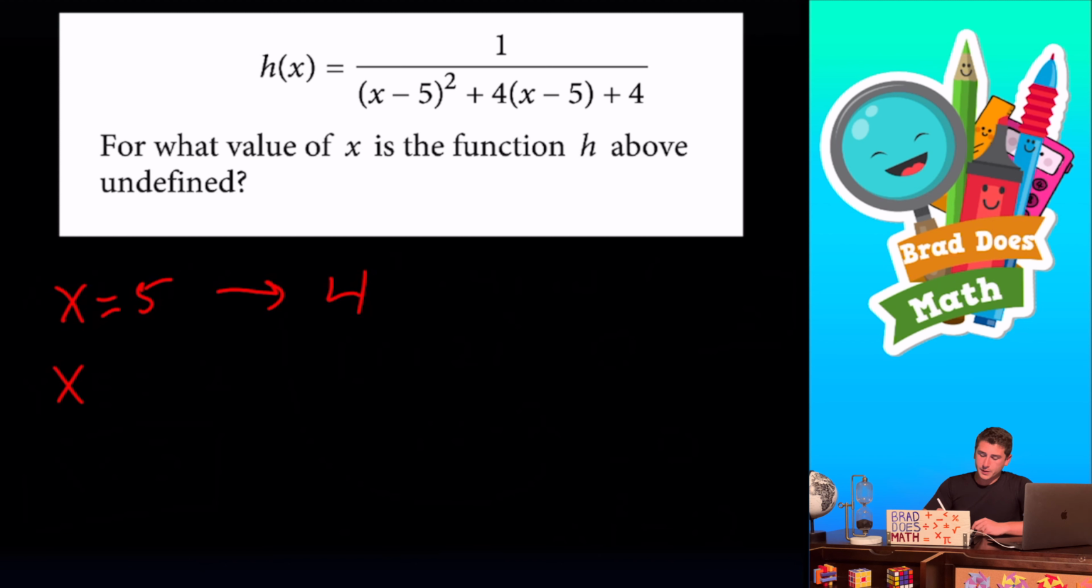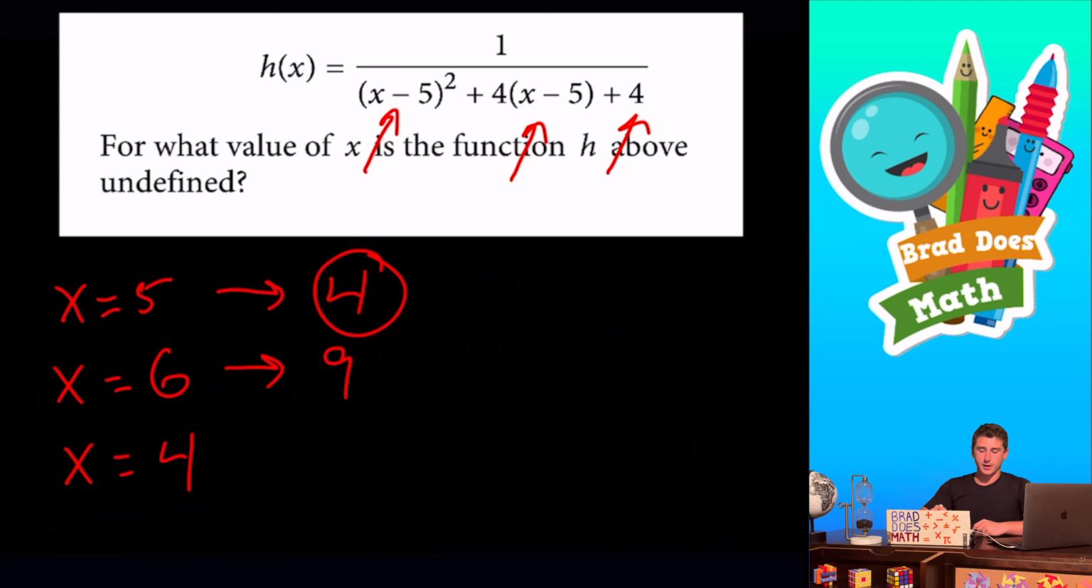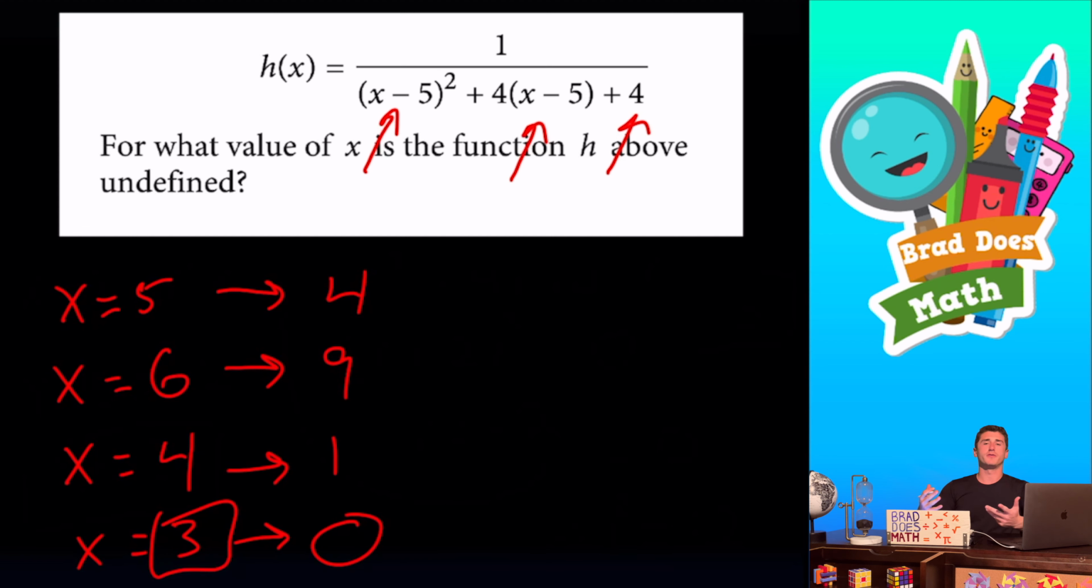Now, if you went up to 6, you're going the wrong way, because 6 minus 5 squared is 1, plus 4 times 1, plus 4. So you get 9. You're going the wrong way. If you go back down to 4, this number will go down, and you'll get closer and closer to 0. I think when you plug in 4, you get 1. But when you plug in 3, of course, you get 0, which means 3 is the answer. So feel free to guess and check. If you really don't know what's going on, I guess.